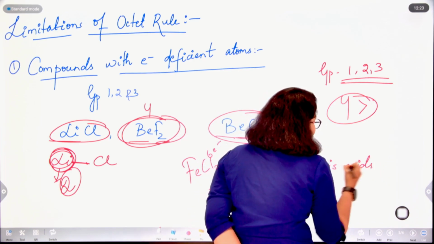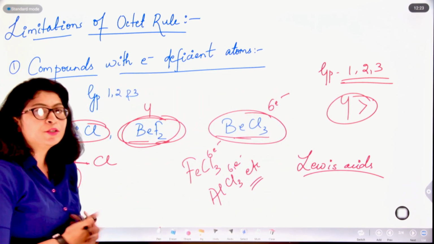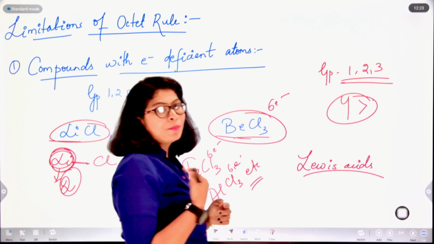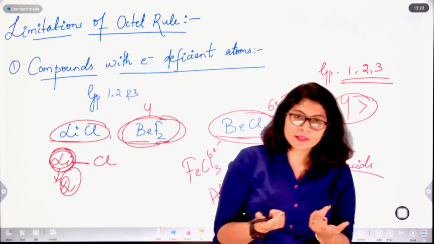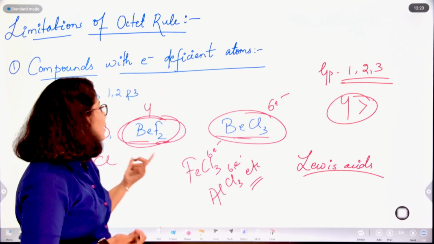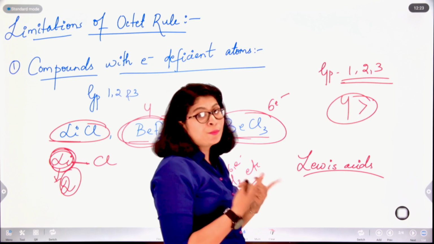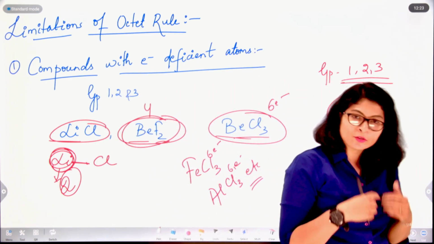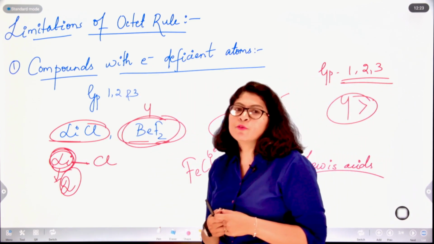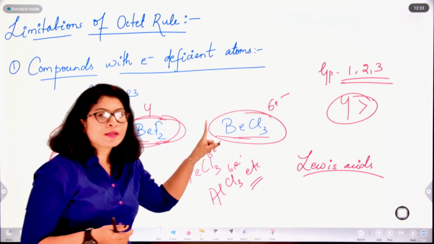Why Lewis acid? Because Lewis gave the definition of acids as those substances which have the tendency to accept electrons. So now they are electron deficient species. They obviously have the tendency, as per the octet rule, to gain electrons to satisfy their octets. Therefore, these electron deficient atoms are called Lewis acids.